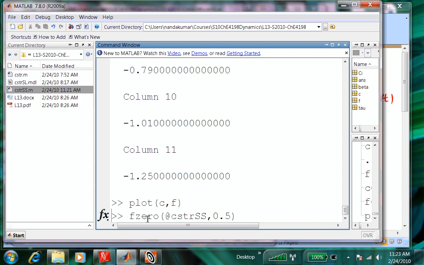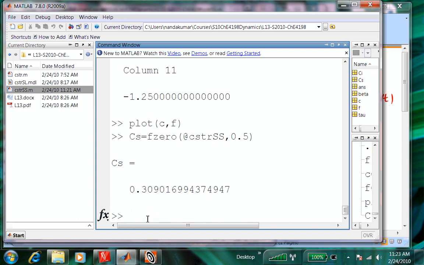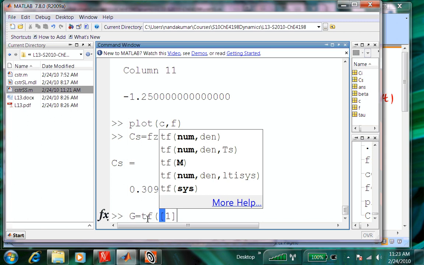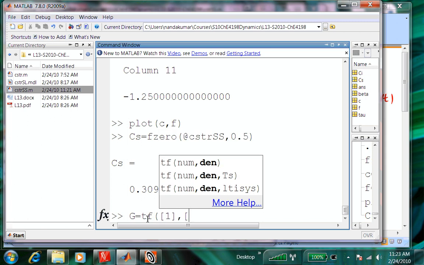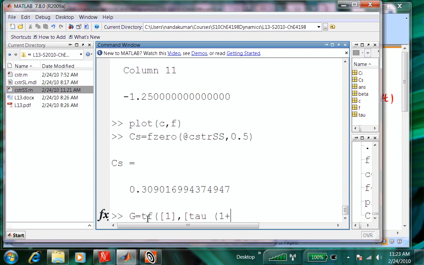Let me just store the value. So this is the steady state solution that I'm saving as a variable. Okay. Now I'm going to define my transfer function. One, comma, tau. One plus two times beta times theta.